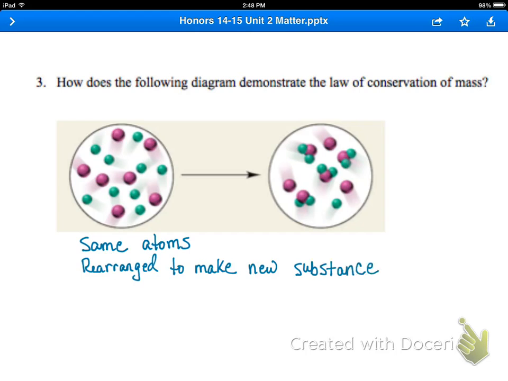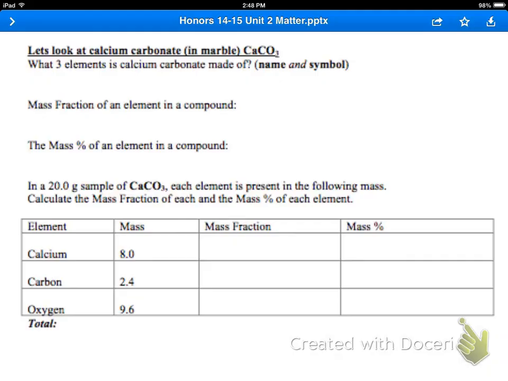So we can see here, if we count up all the atoms, it has the same number of purple atoms on the left and on the right. It has the same number of green atoms on the left and on the right. And I didn't add them all up, but they are exactly the same. And so all they have done is rearrange. We have not lost or gained any atoms. So that's how this diagram demonstrates the law of conservation of mass. Exactly the same number of particles, just rearranged to make something new.